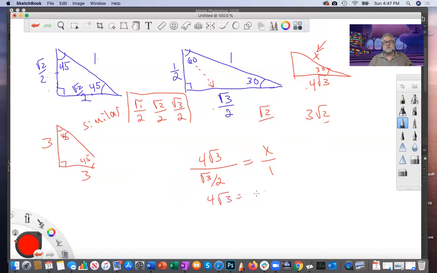4 radical 3 equals square root of 3 over 2 times x. I'll multiply through by 2 to get rid of denominators. I found denominators give people a lot of heartburn, so get rid of them as soon as you can. So I'll multiply both sides by 2, and the 2 will move to this side. 8 radical 3 is equal to x radical 3. Oh, look at that. What's x equal to? I can divide through by square root of 3 on both sides. So x equals 8.